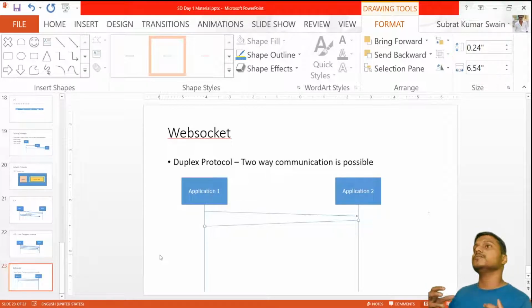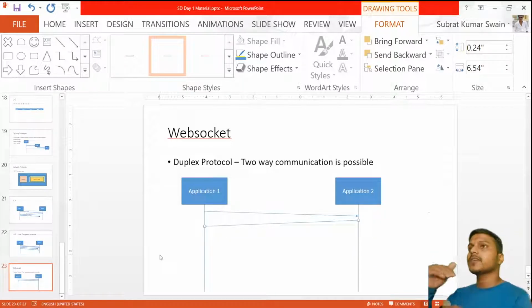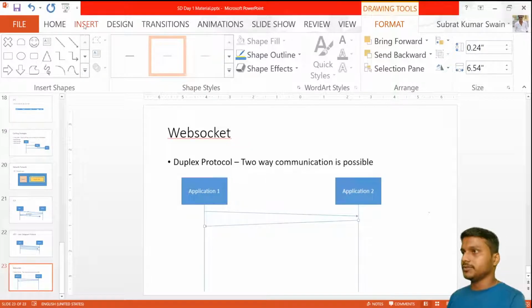But in WebSocket, guys, the connection would be persistent for a longer period of time. So every time you don't have to establish the connection. Once the connection is done, it would persist for a longer time. Then the communication can take place. You ask, you receive, you ask, you receive. So commonly this WebSocket is used in chat applications.